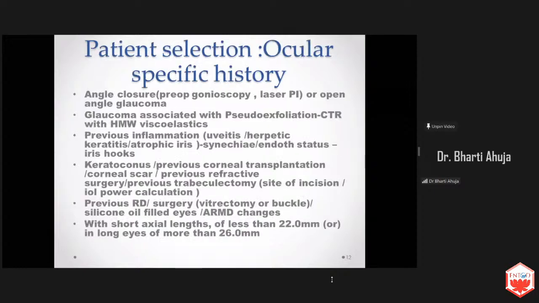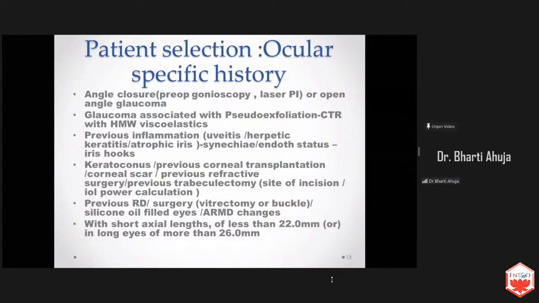Now, patient selection in terms of ocular specific history. We should see the patient. If the patient has angle closure or open angle glaucoma, preoperatively IOPs should be recorded and gonioscopy should be done. If preoperative gonioscopy tells us about closure of angles, laser PI is a must before proceeding for cataract surgery, to have adequate pupillary dilatation during surgery.